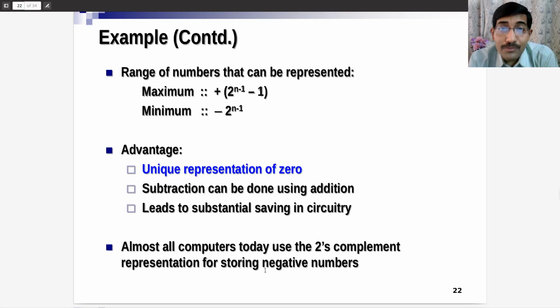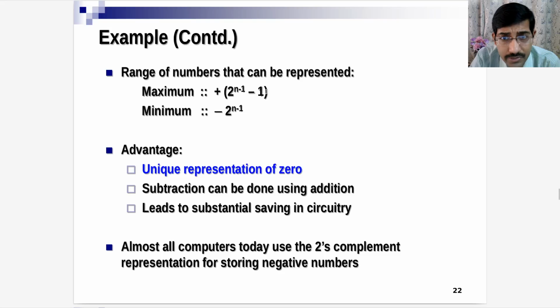Now the point is that since two representations are not sacrificed for a 0, I have one more number I can represent. Hence the maximum is the same as in all other previous representations. However, the minimum I can go one more, because minus 0 is no more needed to be represented. Plus 0 and minus 0 are the same, all zeros. So I can go down to minus 2 to the power n minus 1.